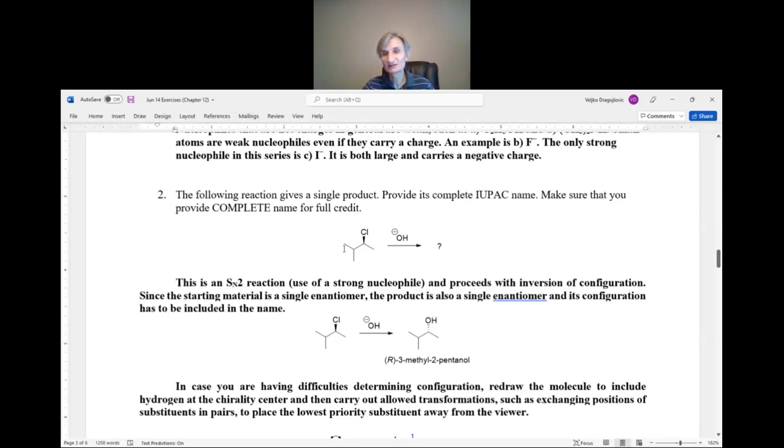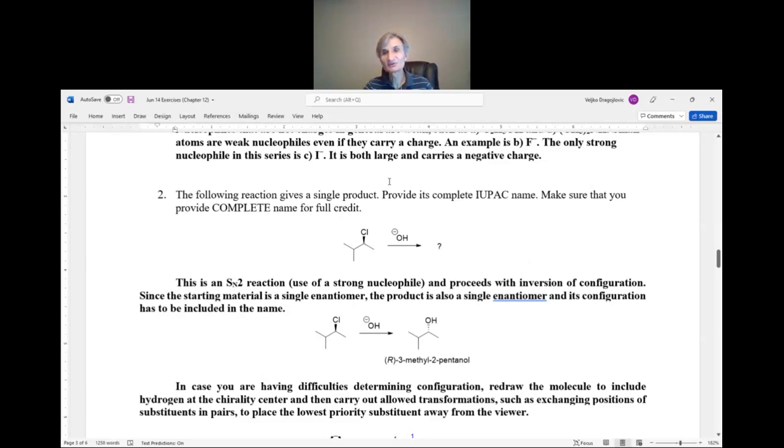And stereochemistry is indicated, so it's a single enantiomer. And that's what complete name means. That's why there is emphasis on complete name. Since a single enantiomer is the starting material, you need to provide the name of the product including stereochemistry. And so first you should recognize that this is an SN2 reaction.